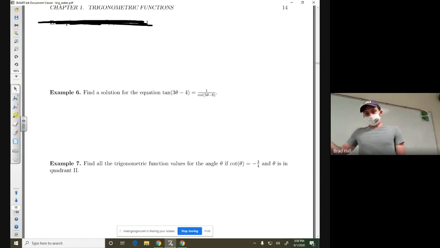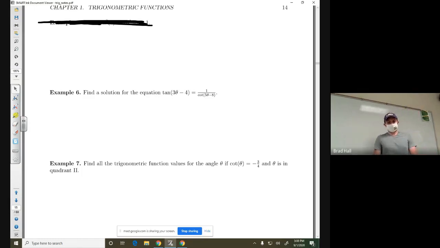And so for example 6, find a solution for this. It may seem a little bit different than what we're used to. And probably the reason why is because we haven't really had equations with multiple trig functions in them. We haven't really had any of that. So these types of problems require you to put your head on the desk. You got less than 10 minutes, hang in there.